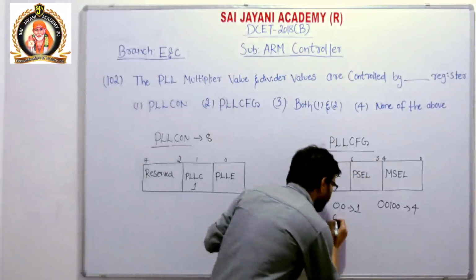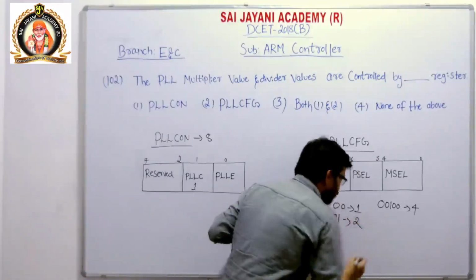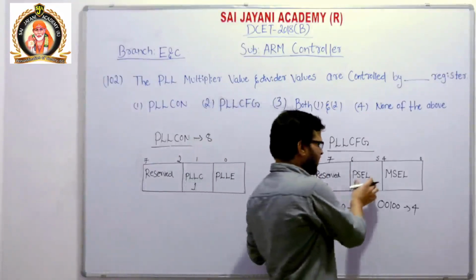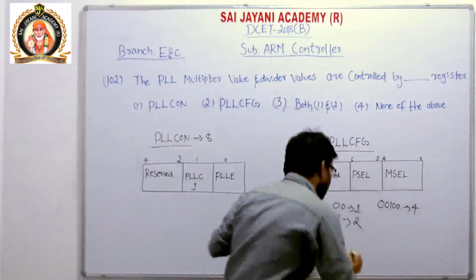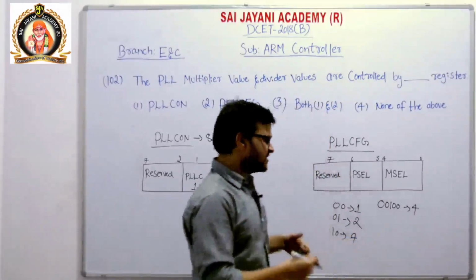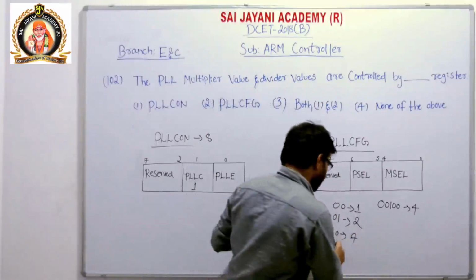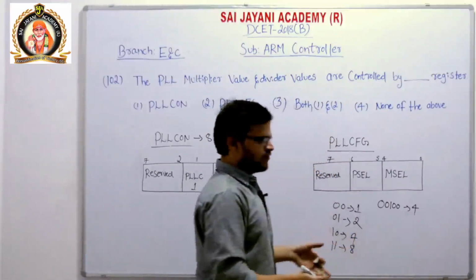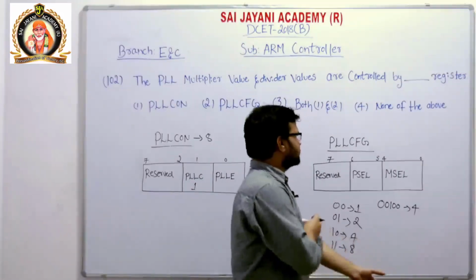Similarly, if you put 0 1, then the value 2 is supplied for the frequency calculation. That means it is dividing, then it is multiplying. Similarly, if you put 1 0, then the value 4 is supplied for the frequency calculation. If you put 1 1, then it will supply 8 for the frequency calculation.